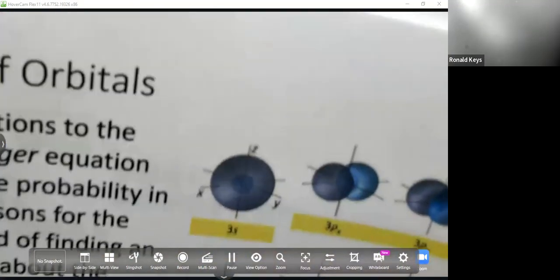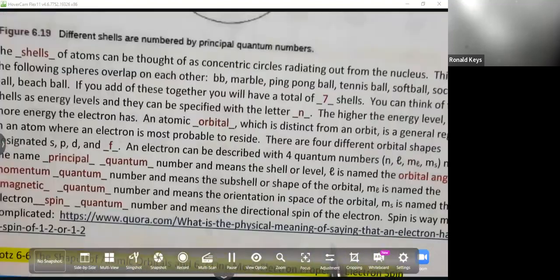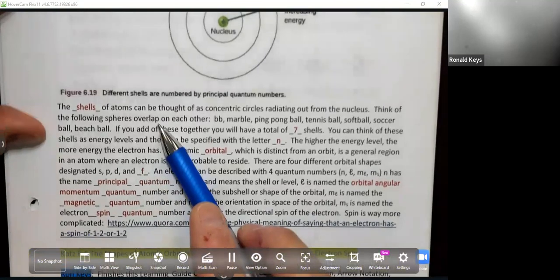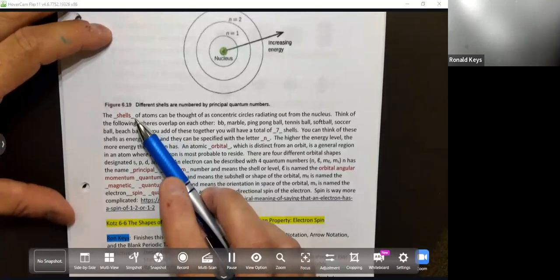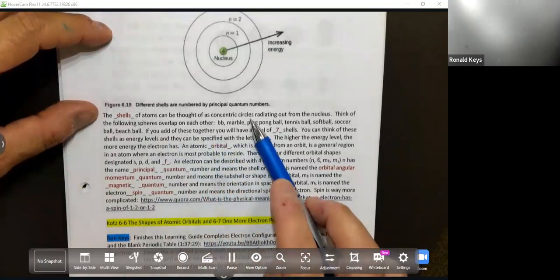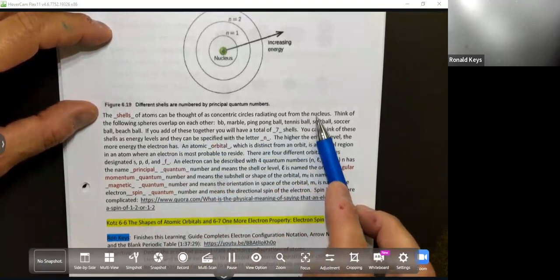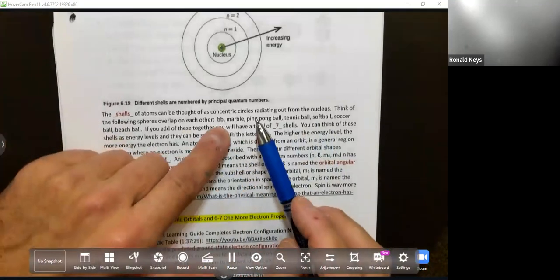Now, we know the electrons are going to be in orbitals. Now let's go back to the previous page. Shells of atoms can be thought of as concentric circles, spheres, I want to say, radiating out from the nucleus. Think of the following spheres overlapping on each other.